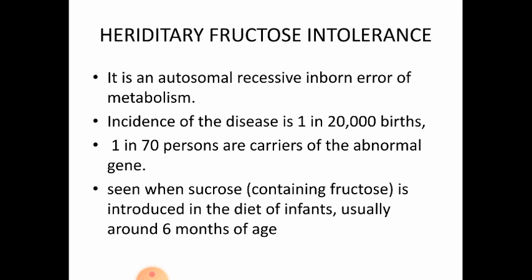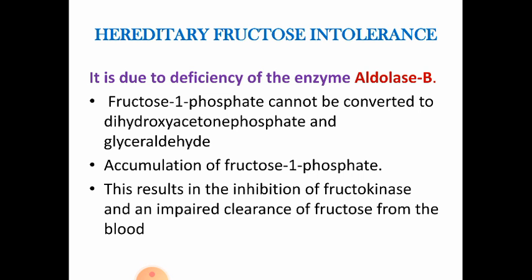Fructose is mainly in the form of sucrose. Sucrose contains both glucose and fructose. It is due to the deficiency of the enzyme aldolase B. Fructose 1-phosphate cannot be converted into DHAP or glyceraldehyde. Aldolase B is deficient in fructose intolerance.